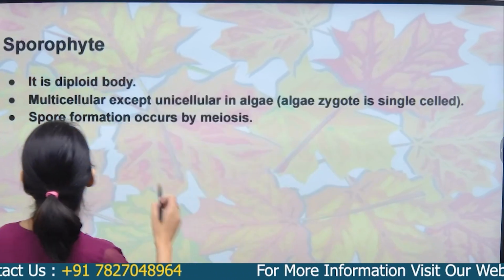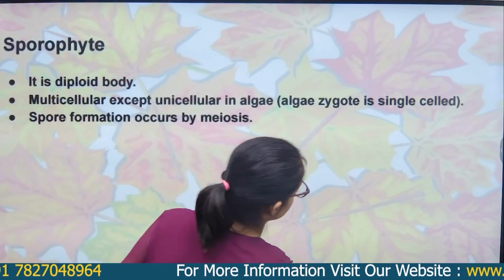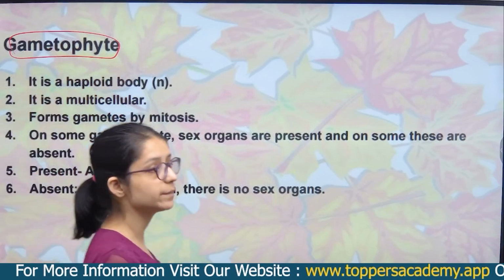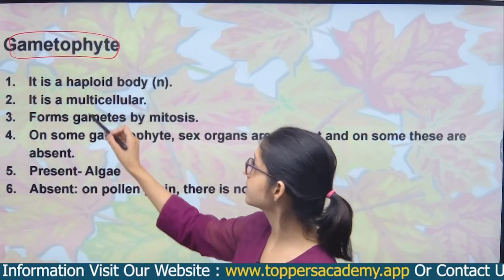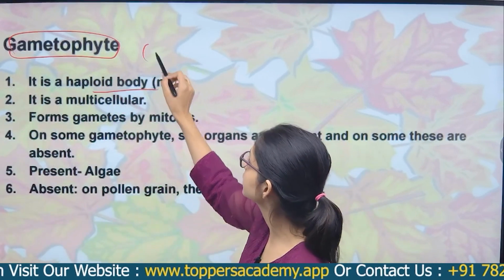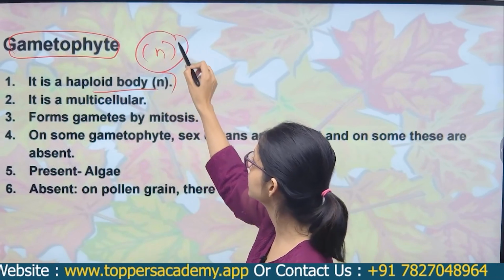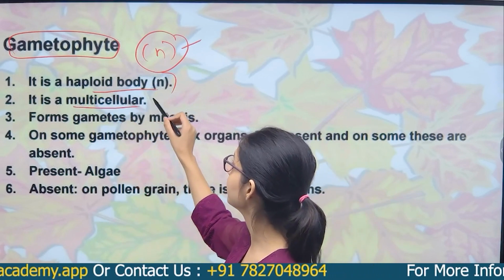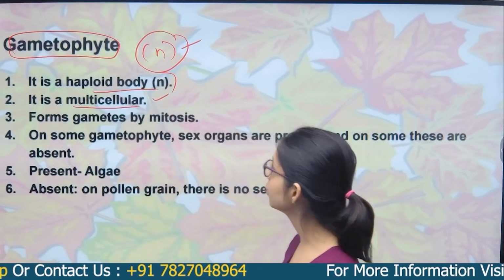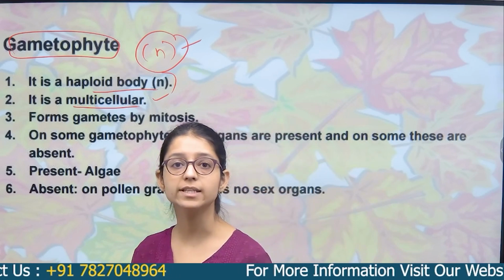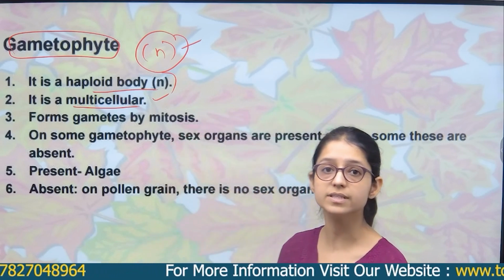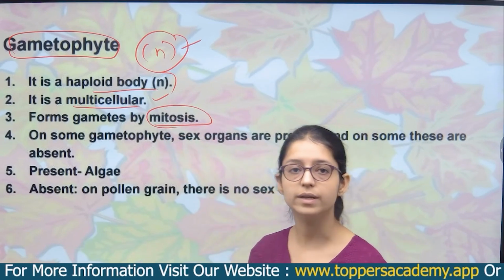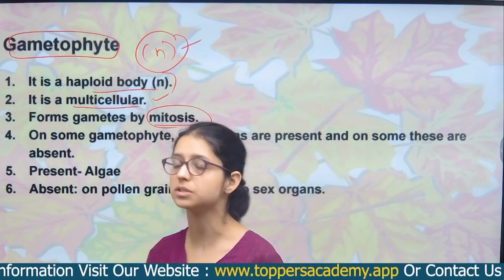So first is the gametophyte. Gametophyte means gamete forming. It is a haploid body, with the haploid number, and it is multicellular, made up of many cells. So, how are the gametes formed? By the process of cell division. And which type of cell division? That is mitosis, where the number is not reduced.